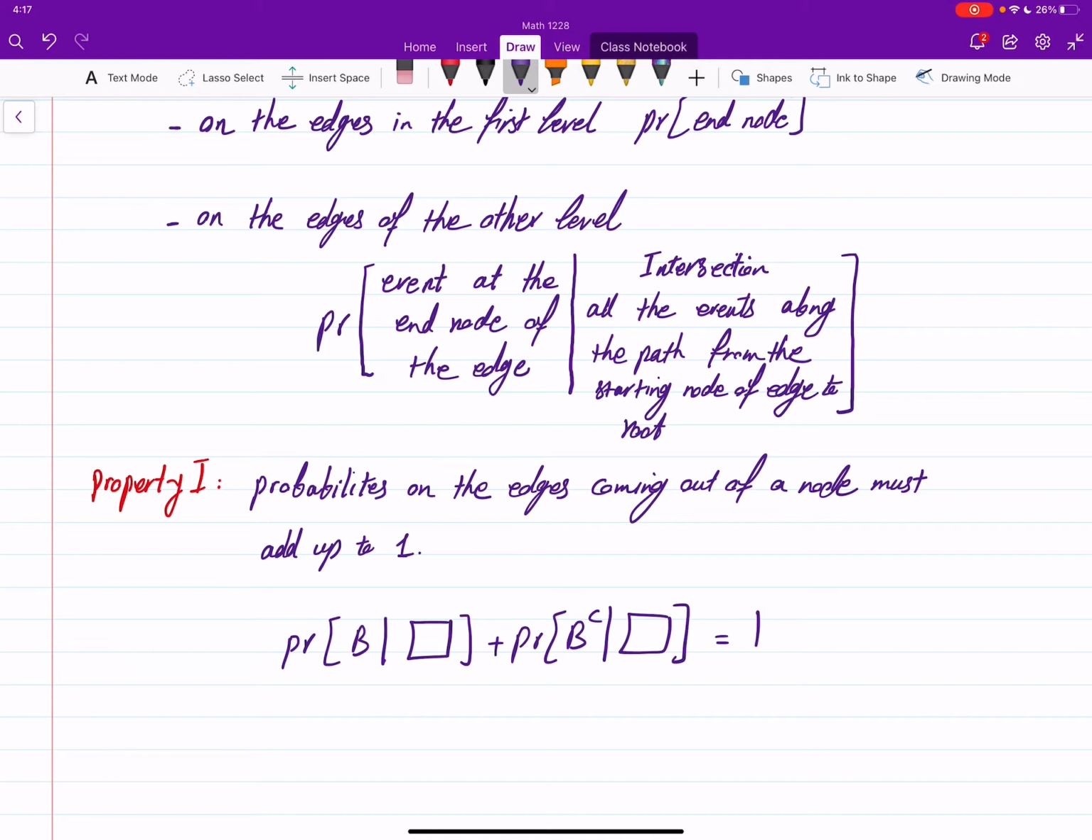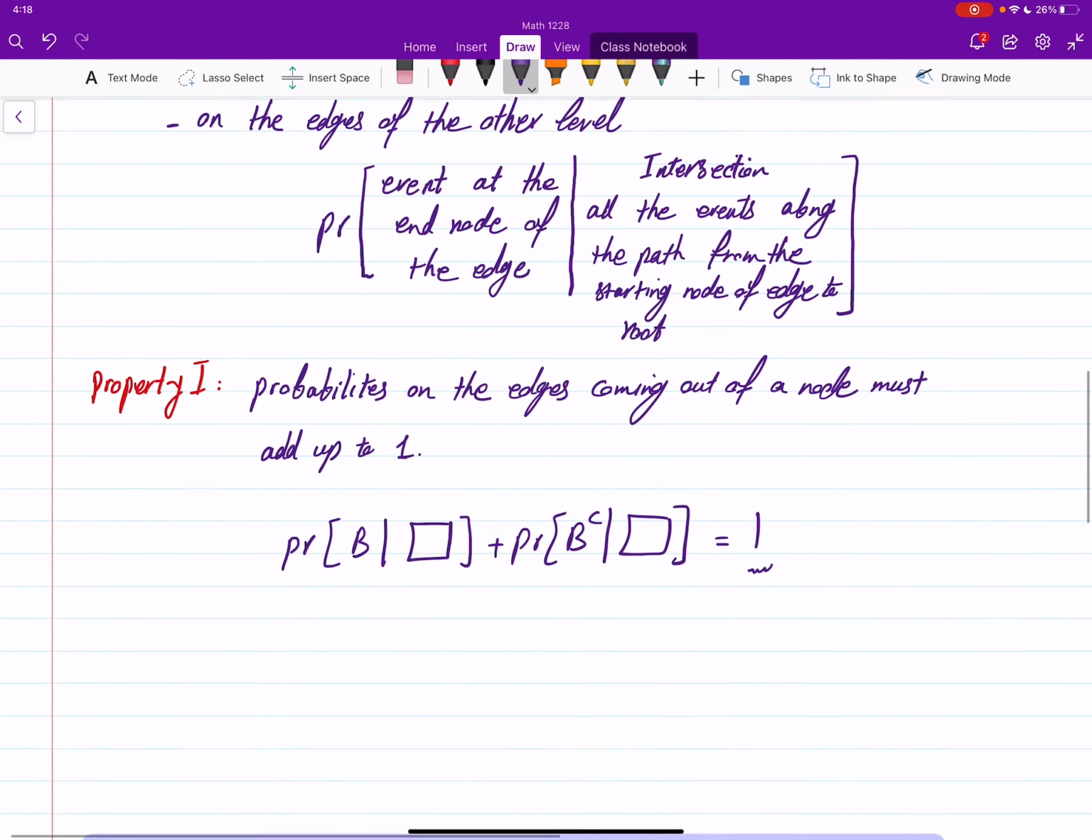Remember, there was a similar rule in the counting trees, but the sum of the outgoing numbers in that case must have been equal to the number on the incoming edge. Here, that's not the rule. Here, they must add up to 1 always. Okay?